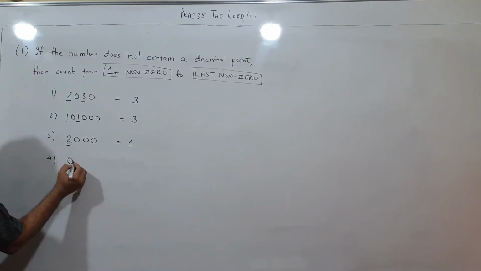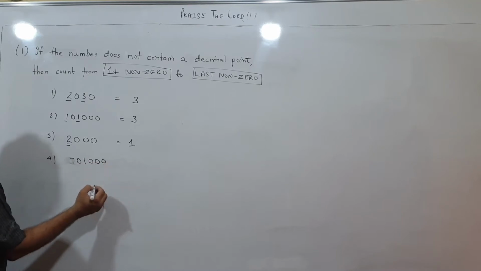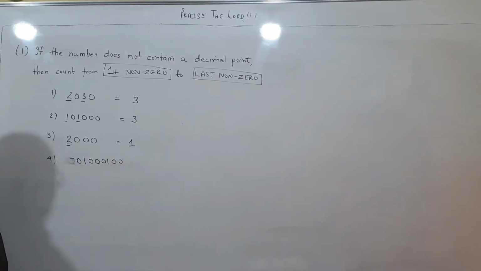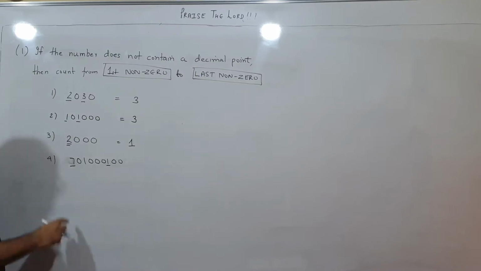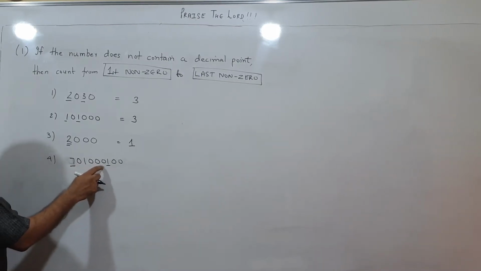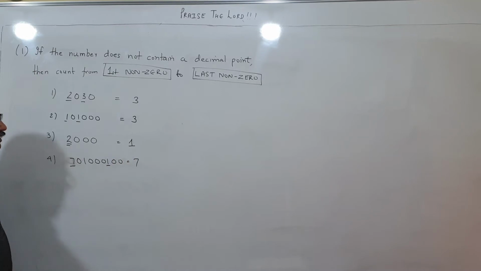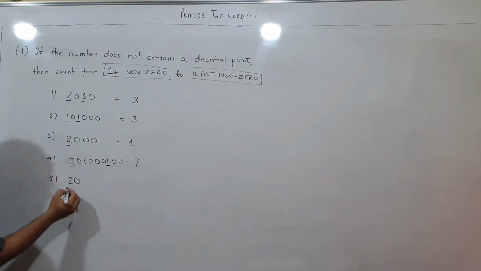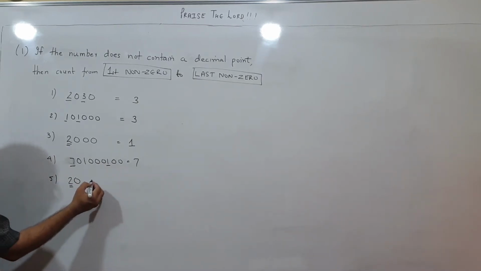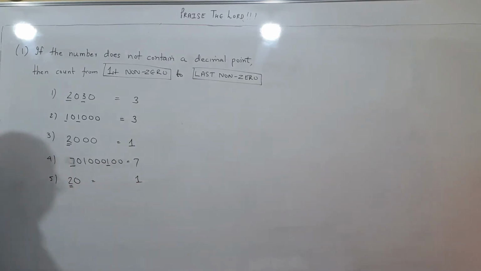Supposing I am having 701000100, so count from first non-zero to last non-zero. 1, 2, 3, 4, 5, 6, 7. This will have 7 significant digits. Like this you have to think. If I am having a number like 20, so from first non-zero to last non-zero, this will have only 1.